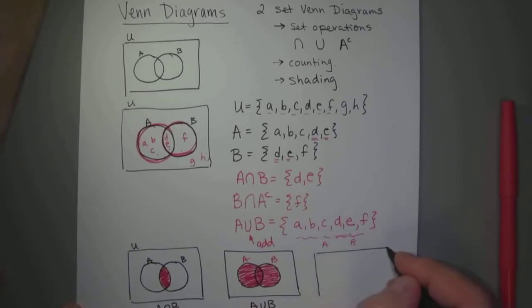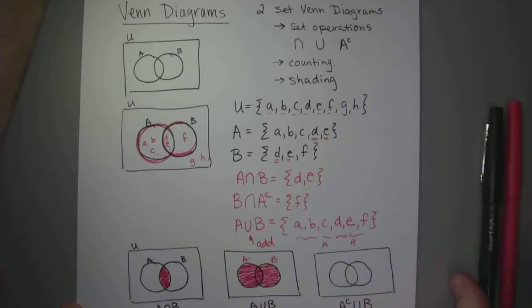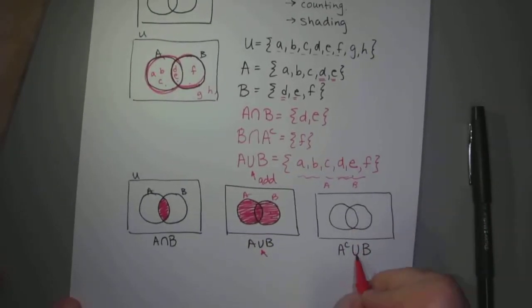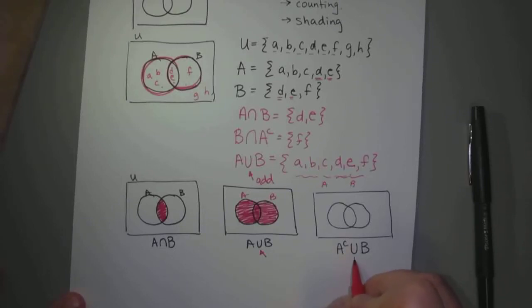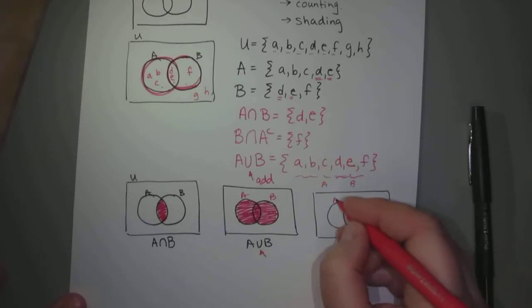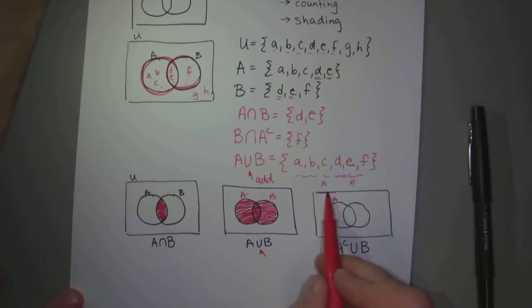Because I could ask you something like this. Let's say we had A complement union B. Now, this one is not hard because the union is like add. So anytime you have a union in there, it's not very difficult. You color all of A complement, so that would be everything outside of A.